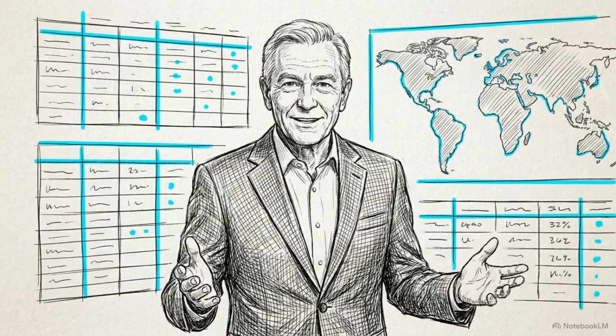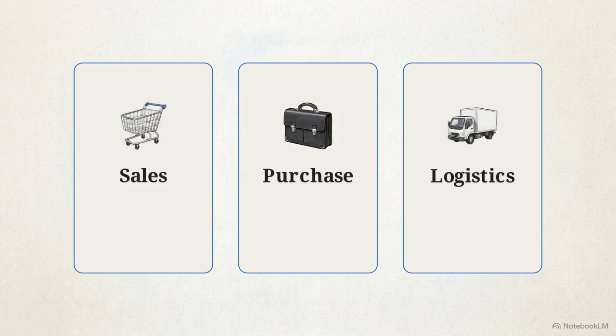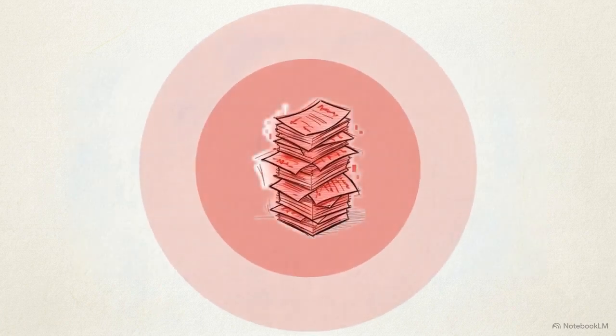Welcome to the lab. If you ask a junior auditor how to perform a process audit, they'll likely describe a transactional review, dividing the business into departments like sales, purchase, and logistics, and pulling samples to find errors. This approach breaks down under the weight of statutory compliance.